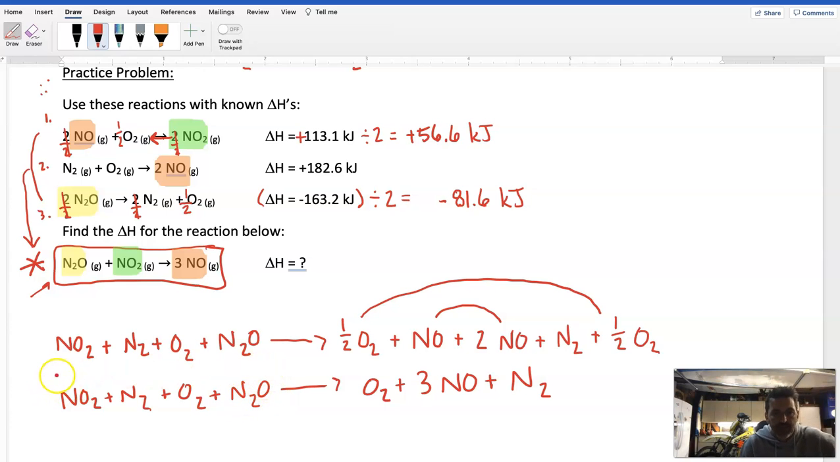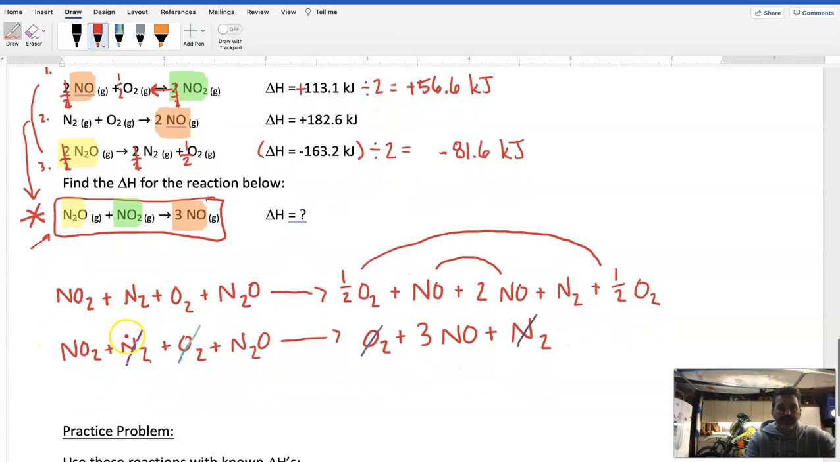Now, the last thing I can do is if there's anything on either side of the equation that's the same, I can cancel those out. So there's an O2 on this side and there's an O2 on that side. So those actually cancel out. There's an N2 on this side and there's an N2 on that side. So those actually cancel out.